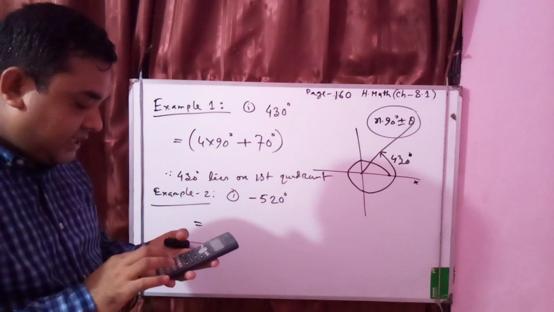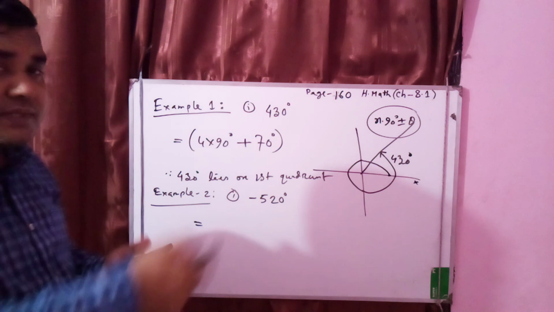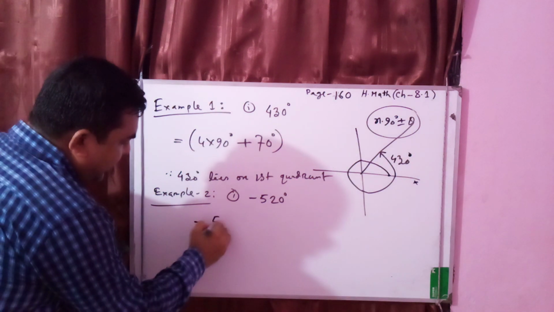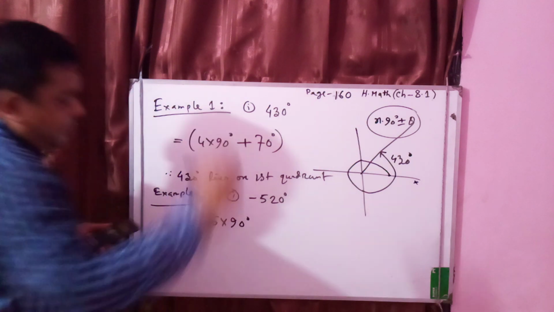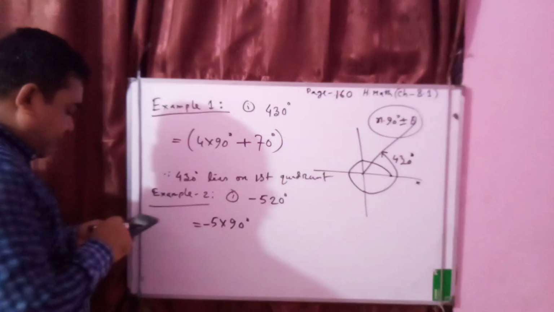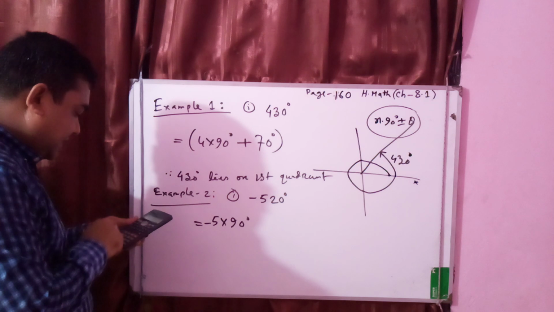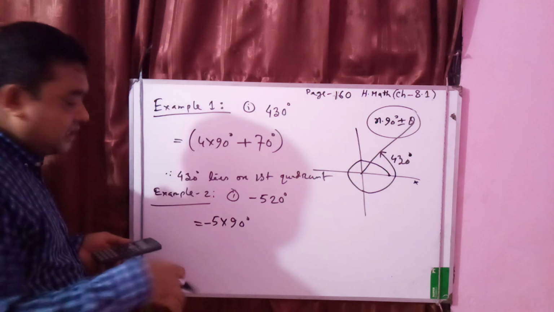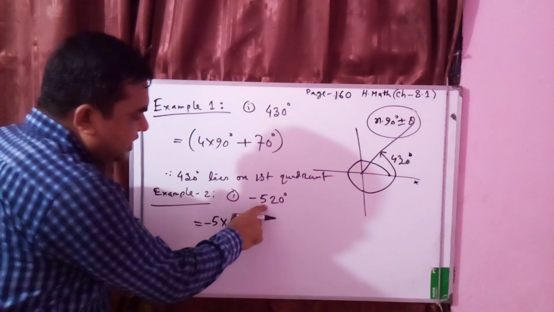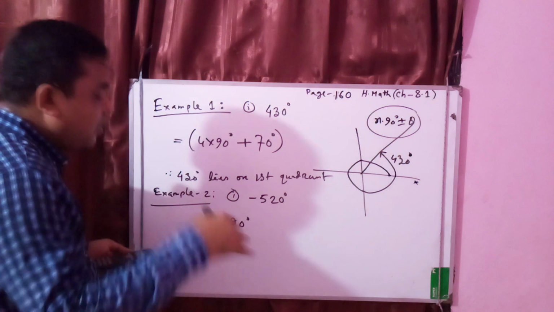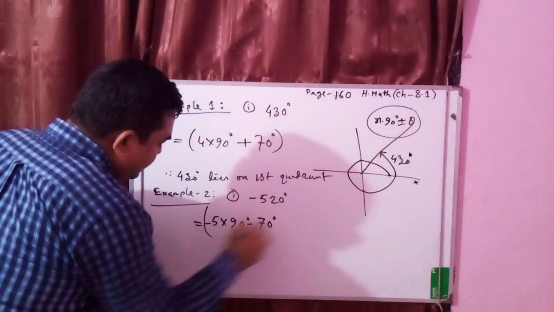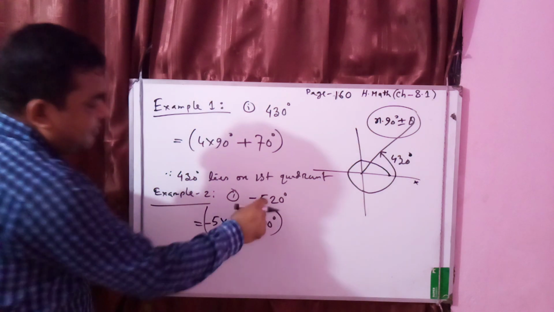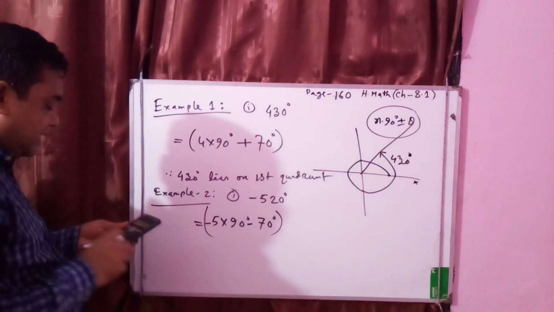520 divided by 90 gives 5.77. So we write 5 multiplied by 90 degrees. Here the angle is negative, so we use minus. So 5 into 90 degrees is minus 450 degrees. But you see that here it is minus 520 degrees, so we also need minus 70 degrees. So it makes minus 520 degrees.